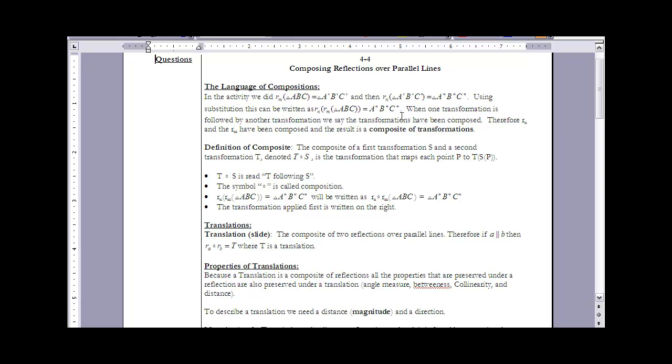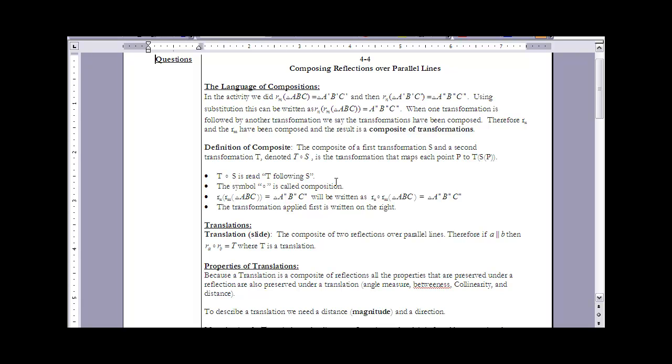Okay. When we take one transformation followed by another transformation, we say that the transformations have been composed. Therefore, the reflection over N and the reflection over M have been composed, and the result is what we call a composite of transformations. Well, let's define what a composite is.